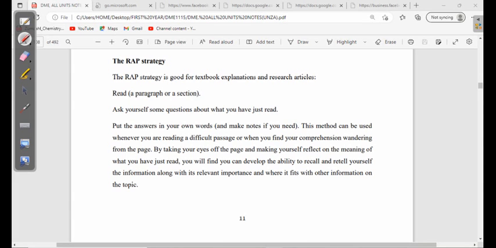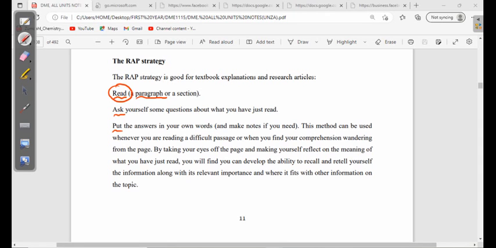When you're talking about the RAP strategy, RAP, these are just letters. R stands for read, A stands for ask, and P stands for put. Here, when you are reading, the first thing is that you want to understand this text. So first you need to read the paragraphs or sections of that text. That is the first thing that you do. Remember, your aim is to understand this text. So the first thing is to read the text.